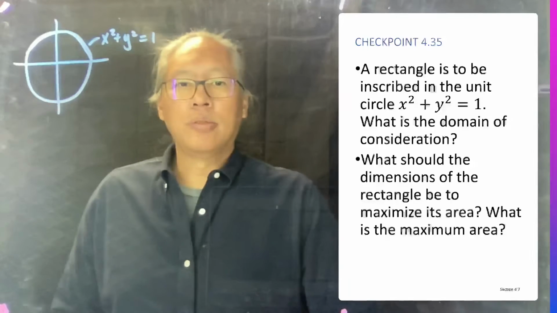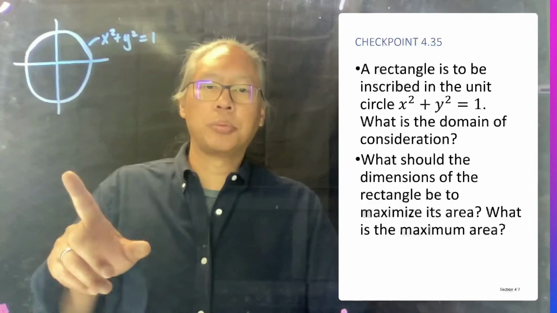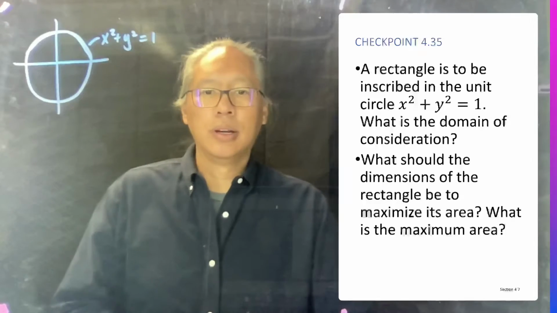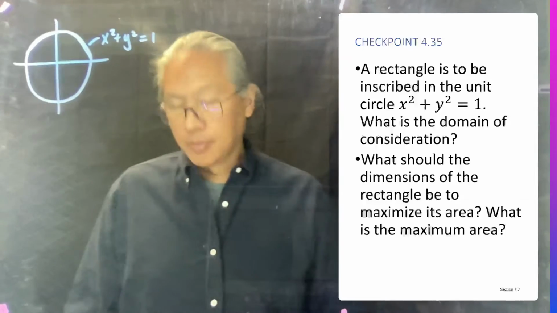Hello, this is checkpoint 4.35. We have a rectangle that is supposed to be inscribed inside of this unit circle. What's the domain of consideration? And what should the dimensions of the rectangle be to maximize its area?